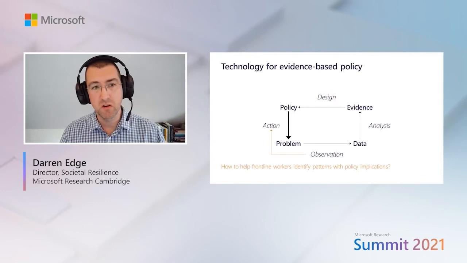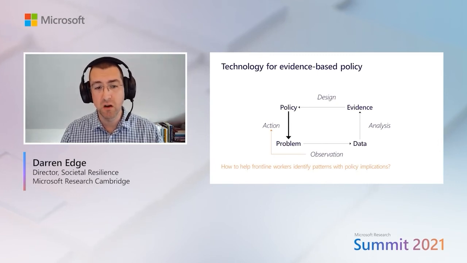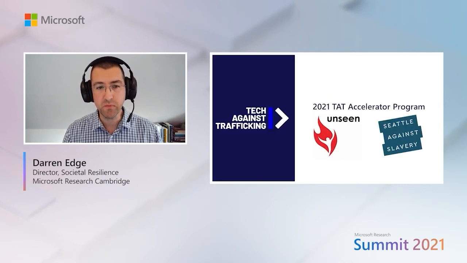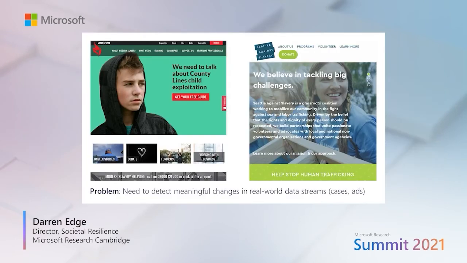So another way in which we can use technology to support evidence-based policy is by creating feedback from observations to actions, helping frontline workers to identify emerging patterns and trends that might have important policy implications. Again, this arose in the context of the ongoing Tech Against Trafficking Accelerator with Unseen UK and Seattle Against Slavery. Now, in both cases here, there's a need to detect meaningful changes in real-world data streams. And for Unseen, this was cases reported to the UK's Modern Slavery and Exploitation Helpline.